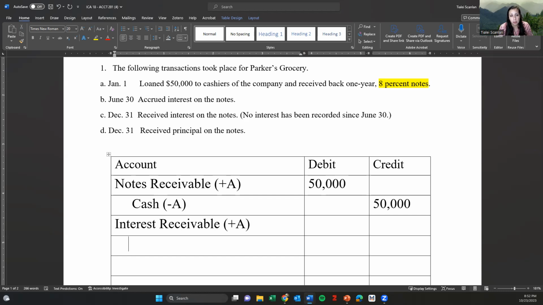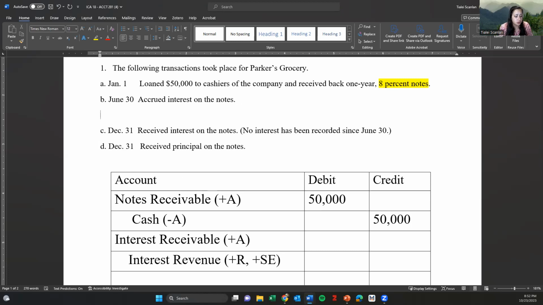So we want to lend out money because we want to have that 8% interest rate coming in. And so we're going to have interest revenue, which is plus R, plus SE. And then we need to figure out how much is this going to be accruing interest. So 50,000 is the principal multiplied by the interest rate, which is 0.08, because it said 8% notes over here. And then we're going to do time.